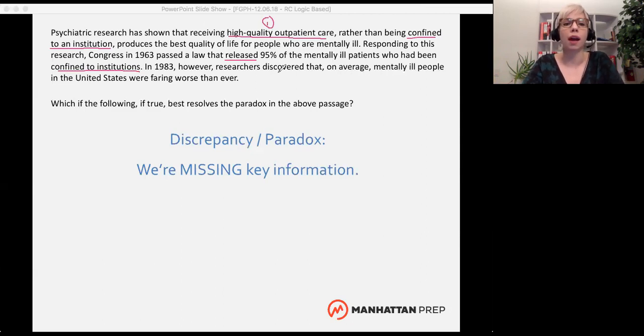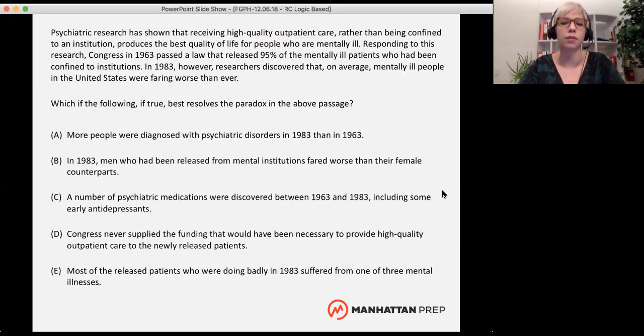Someone else brought up the fact that it's sort of implied that this is all about America, mentally ill people in the United States, but is that first fact about Americans? I do think that that's a good point, that that's relevant. You should always look at who is your sample set. But I think the paradox, what really feels like a paradox, is the care versus institution, and then we haven't addressed the care part. So looking at these answer choices now, if we want to resolve that paradox, we probably want to address something about care.